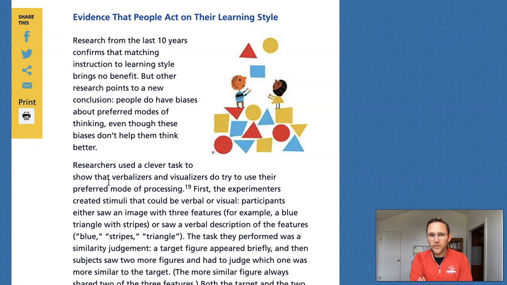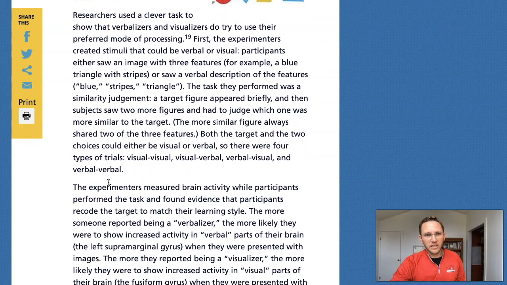Research from the last 10 years confirms that matching instruction to learning style brings no benefit, but other research points to a new conclusion. People do have biases about preferred modes of thinking, even though these biases don't actually help them think better. Researchers used a clever task to show that verbalizers and visualizers do try to use their preferred mode of processing. First, the experimenters created stimuli that could be verbal or visual. Participants either saw an image with 3 features, for example, a picture of a blue triangle with stripes, or on the screen they saw a verbal description of the features, so the words blue, stripes, triangle.